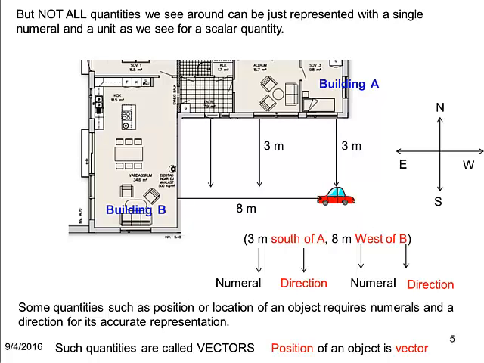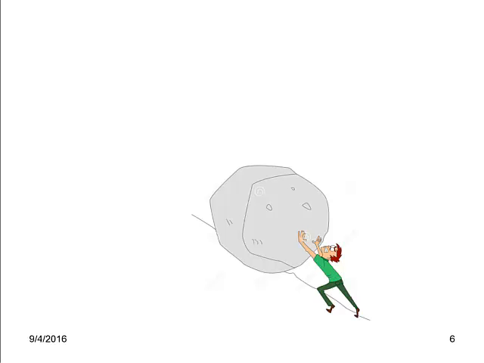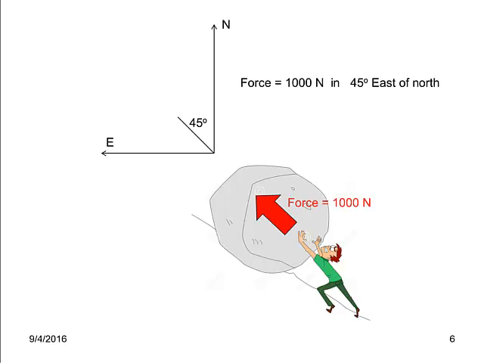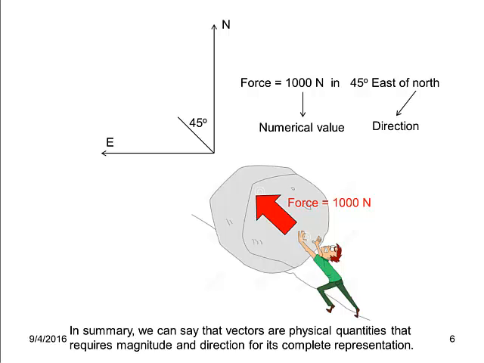Another example of a vector quantity is force. If someone needs to push an object up, he needs to apply a force of a certain numerical value and with a proper direction. In this case, we say that the quantity force is a vector. In summary, vectors are physical quantities that require both magnitude and direction for their complete representation.